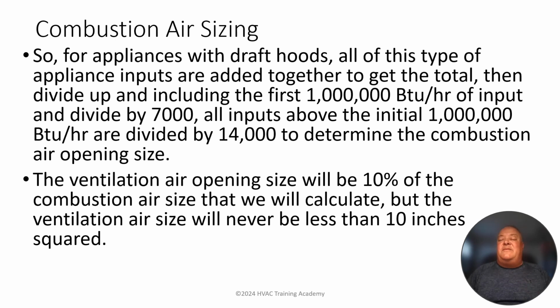All of the inputs above the initial million are going to be divided by 14,000 to determine the combustion air opening size. The ventilation air opening size, or that upper size, remember under 400,000, we said they were going to be the same size. They were both 125 square inch openings. When it comes to above 400,000, you're going to calculate the lower combustion air opening size. Your ventilation air opening will be 10% of the combustion air opening size. We're going to talk a little bit more about that coming up.